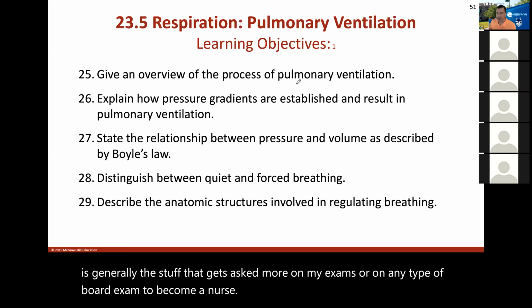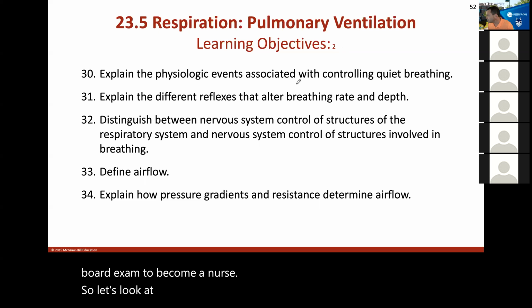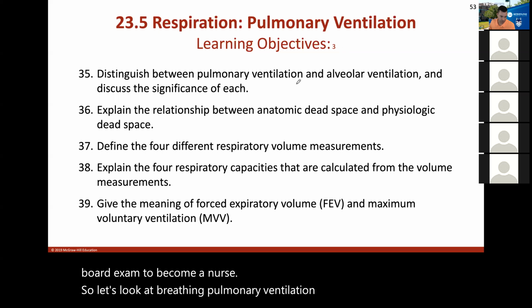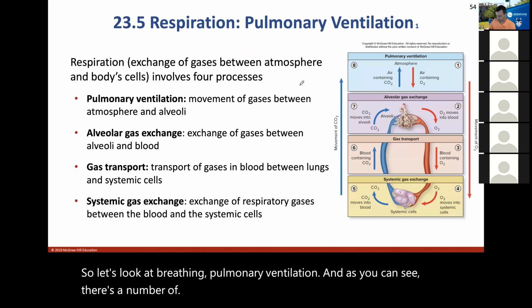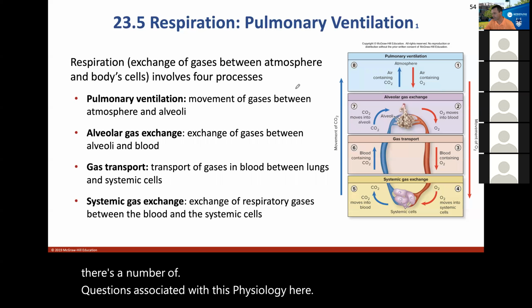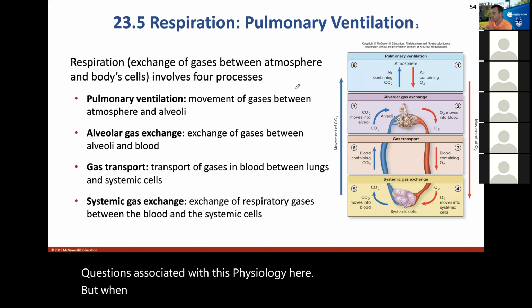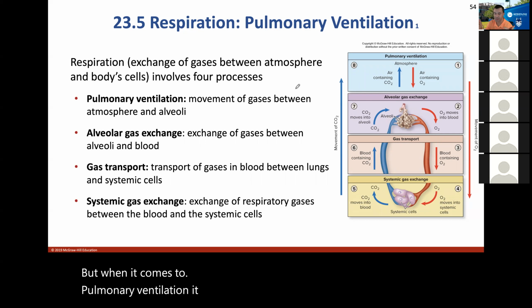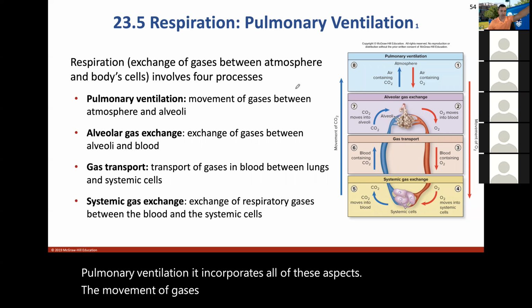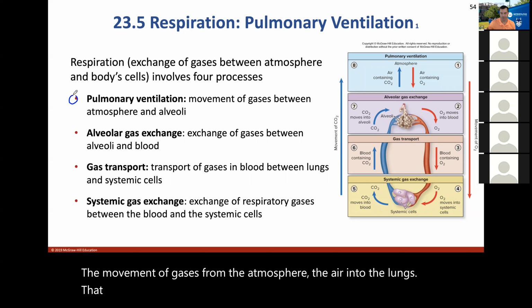So let's look at breathing. Pulmonary ventilation. And as you can see, there's a number of questions associated with this physiology here. But when it comes to pulmonary ventilation, it incorporates all of these aspects. Okay. The movement of gases from the atmosphere, the air, into the lungs. Okay. That is pulmonary ventilation. That is breathing. One of the major functions of the respiratory system, right?